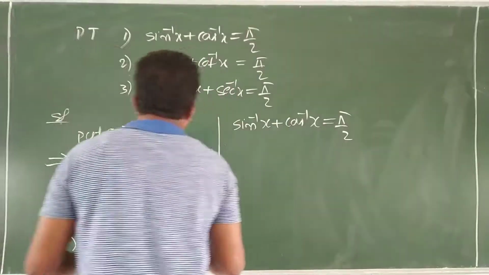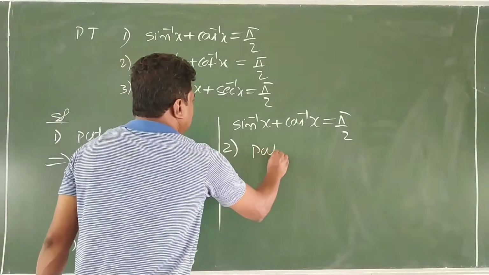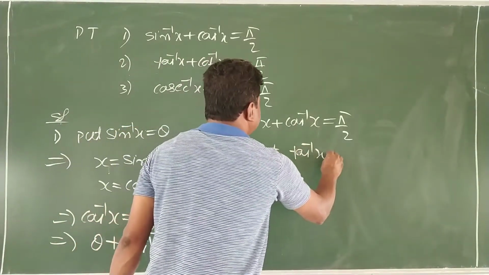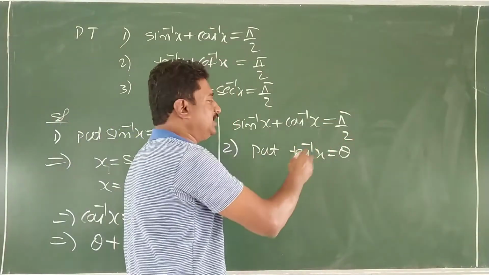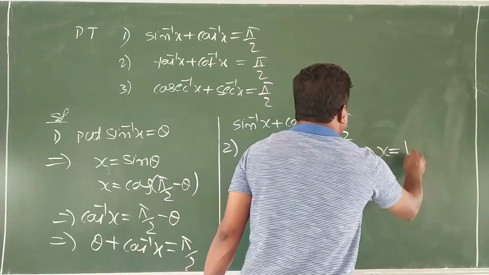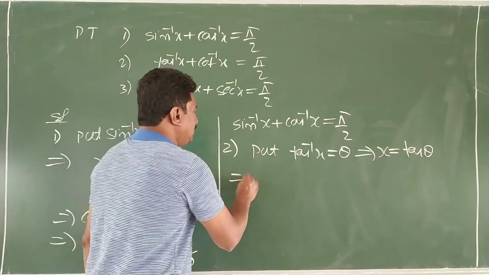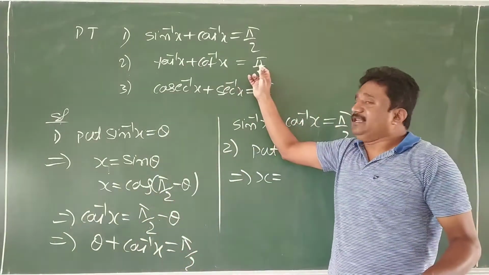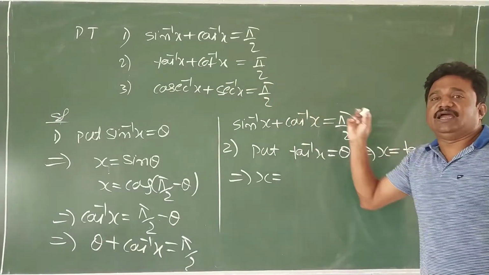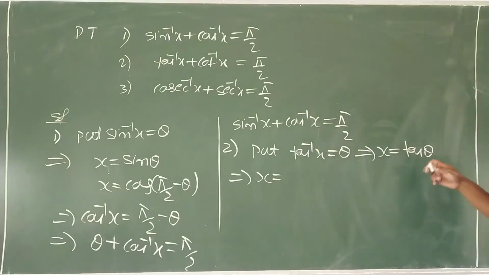Right? Now I go for proving the second one. Put tan inverse x equals theta. Send tan inverse to the right side. That implies x equals tan theta. Again, change required. Why is the change required? 90 is required, because 90 is appearing in the given question. So how do you create 90 here? It's so simple.